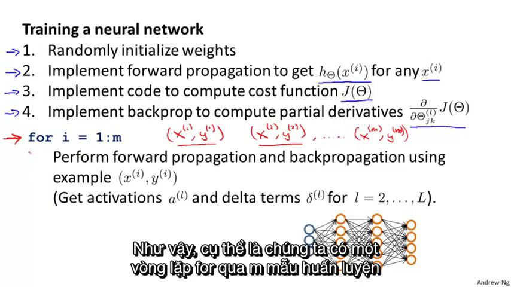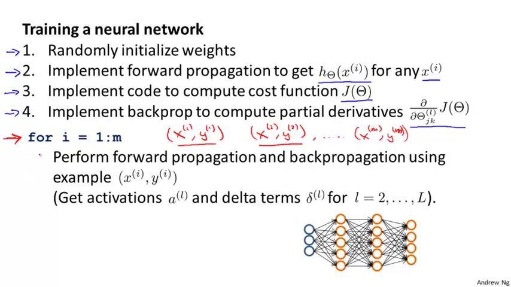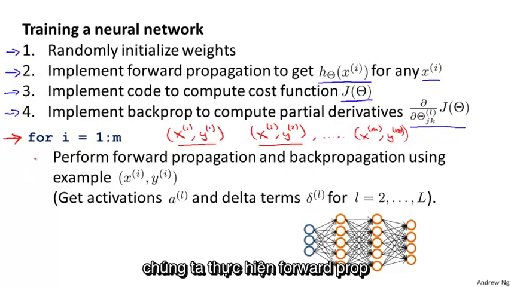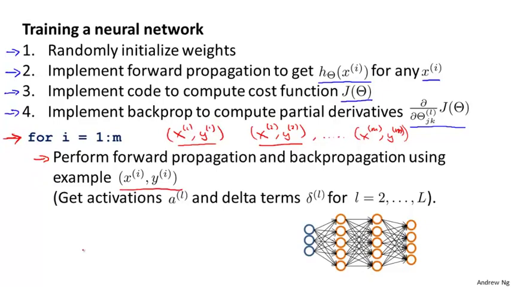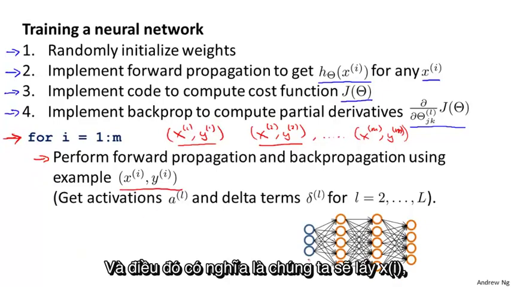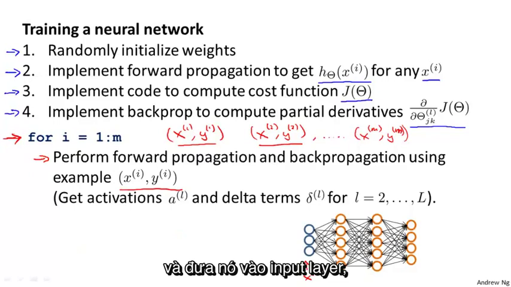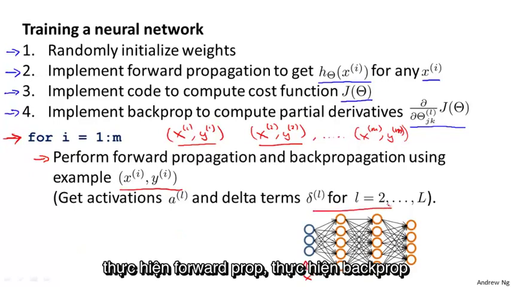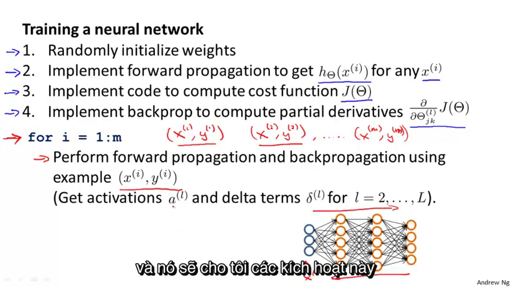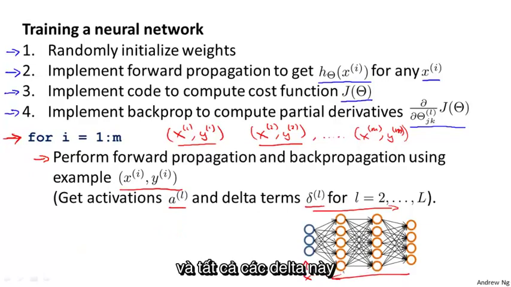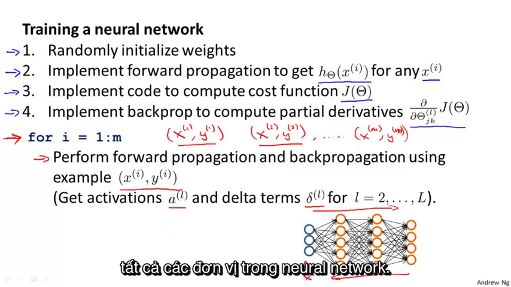So concretely, we have a for loop over my m training examples, and inside the for loop, we're going to perform forward prop and back prop using just this one example. What that means is that we're going to take xi and feed that to my input layer, perform forward prop, perform back prop, and that will give me all of these activations and all of these delta terms for all of the layers and all of my units in the neural network.